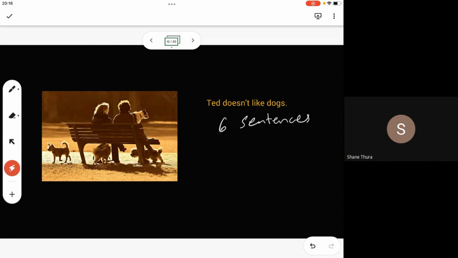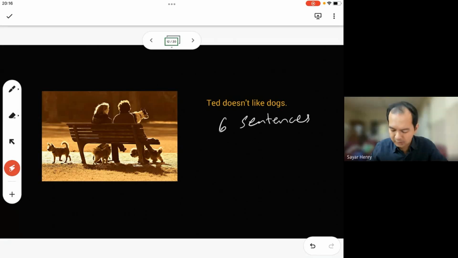He might have been bitten by dogs in the past. He might. He is allergic to dogs, but when he touched them. Okay. Yeah. Okay, so that's the fourth sentence.